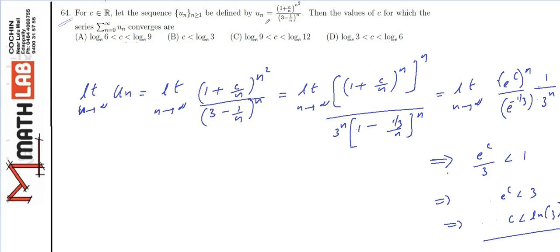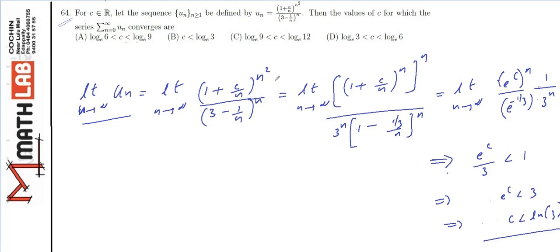So the first condition is that if this series converges, then the limit of the sequence must be equal to 0, right? So we are going to apply that condition first. Anyway, that's a necessary condition, so that should be satisfied. First we take the limit of the sequence, and we need to get this one 0. So it's (1 plus c by n) to the power n square by 3 minus (1 by n) to the power n, and we write this n square as something all to the power n.